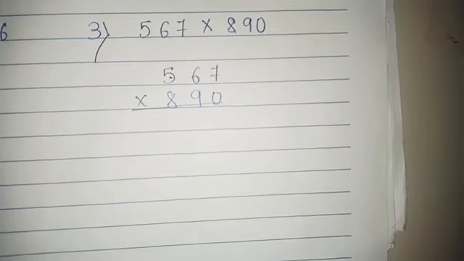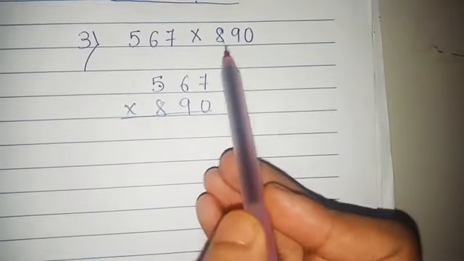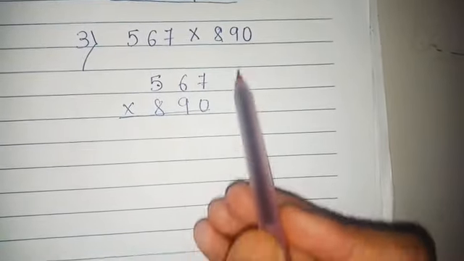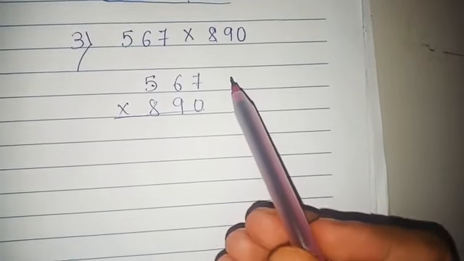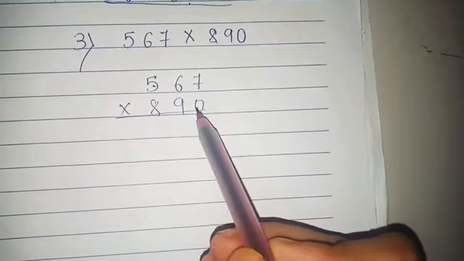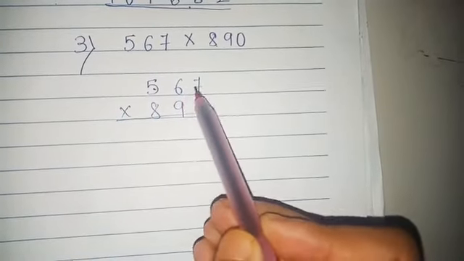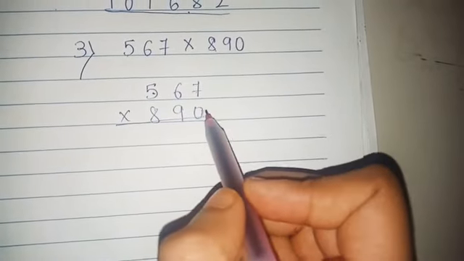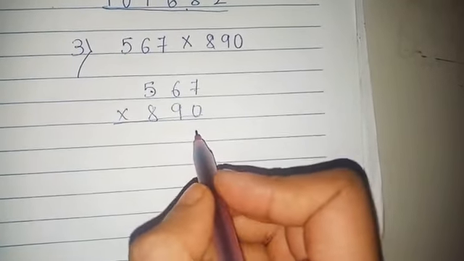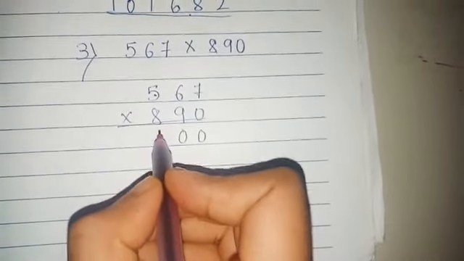Question number 3. 567 multiplied by 890. First we will arrange them in vertical form like this. Now remember, any number multiplied by 0 will be 0 only. So 567 multiplied by 0 will be 0 only. It means 0 sevens are 0, 0 6s are 0, 0 5s are 0.